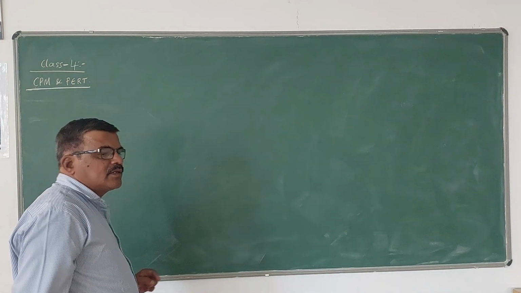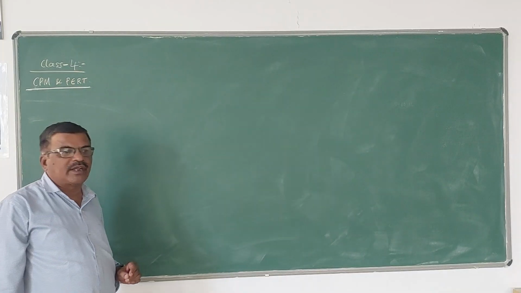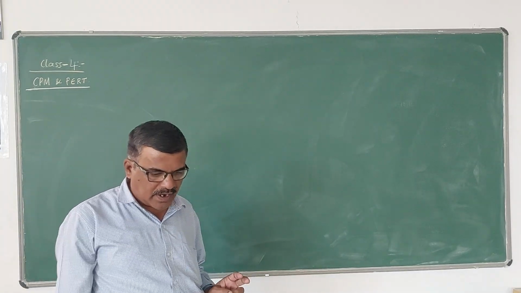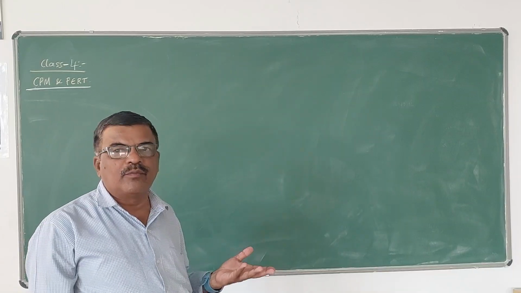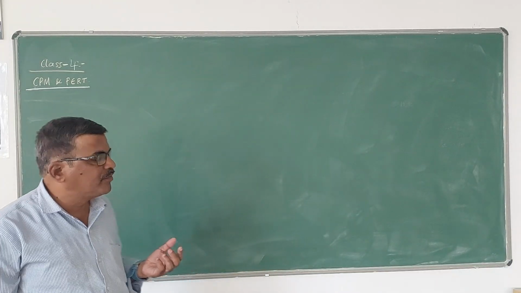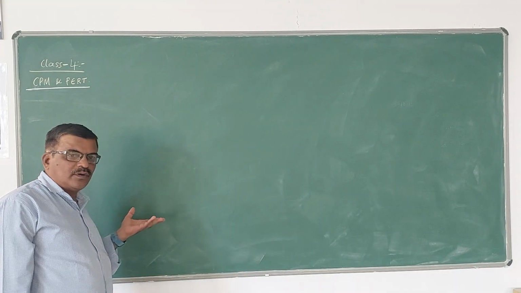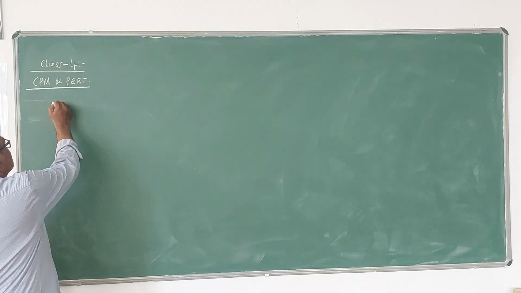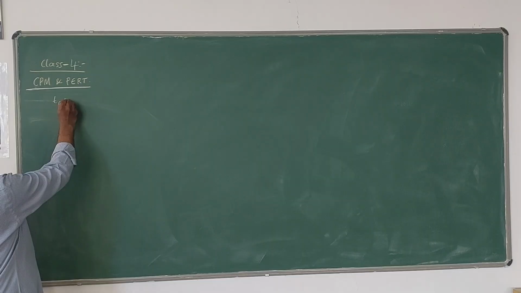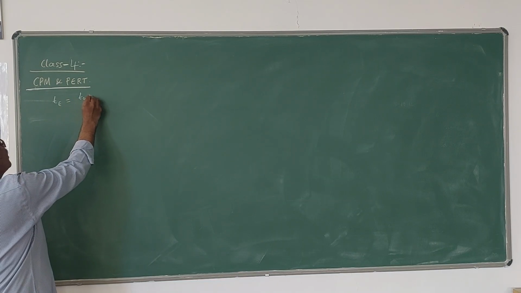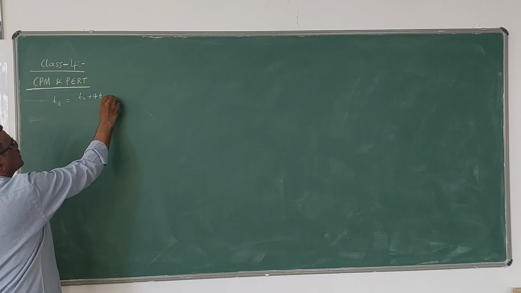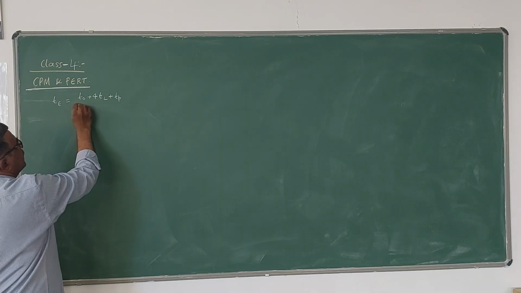So in the last class, I had explained about the different time estimates: optimistic time, pessimistic time, most likely expected time, and also expected time. So expected time TE was given by TO plus 4 times TL plus TP divided by 6.